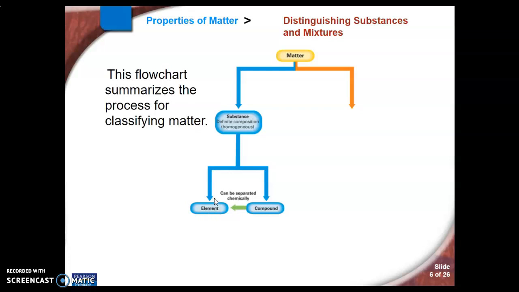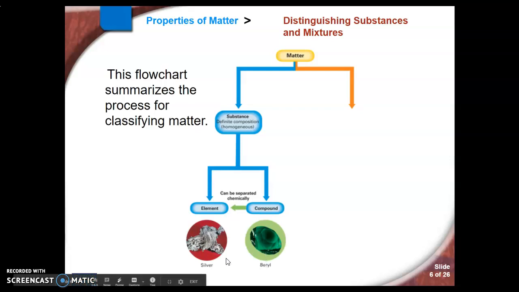Elements are our initial material. We can chemically combine elements, and we can make compounds. For example, beryl is silver and oxygen together. You can heat beryl, oxygen will go into the air and you will have silver. You can chemically change it.